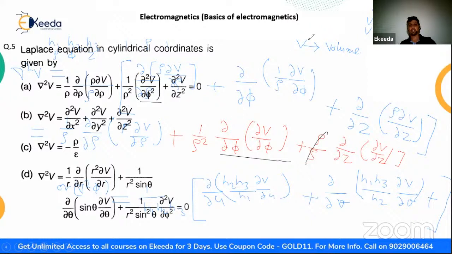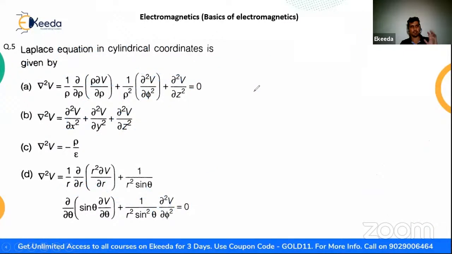By using the generalized equation in any coordinate system, you can simply remember all the 12 equations. You just need to remember 4, 5 equations, and you can just derive 12 equations. It's hardly a matter of 1 minute or 30 seconds, if you practice properly. So this will be the correct answer. Okay. So it was asked in cylindrical coordinate system.